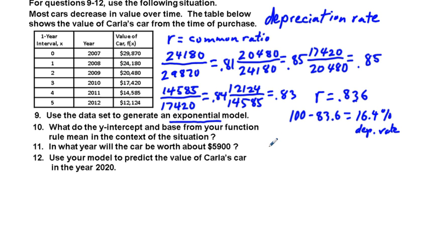So what is our exponential model? Our exponential model here is going to be car value, and I'll say V, is equal to our initial value, which is 29,870.